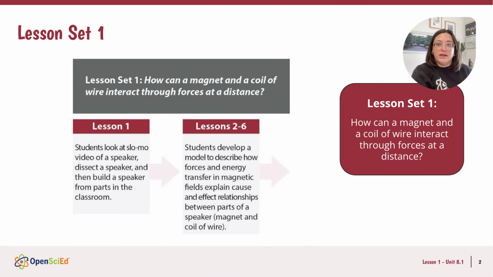OpenSciEd units are organized into lesson sets, or groups of lessons focused on figuring out a part of our phenomenon. At the end of a lesson set, students put together their ideas to explain what they can at that point. So in the first half of Unit 8.3, students investigate how a magnet and a coil wire can interact through forces at a distance.